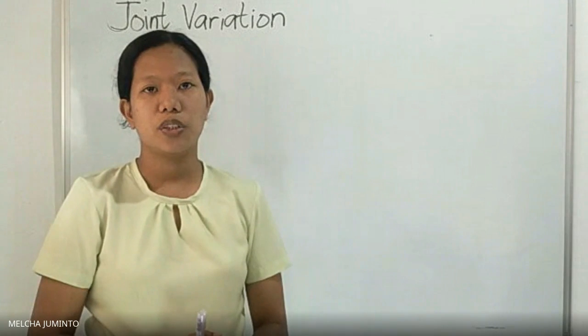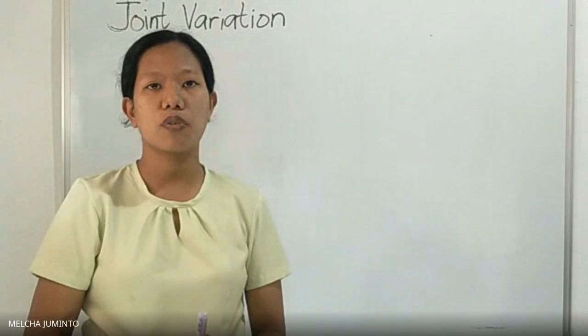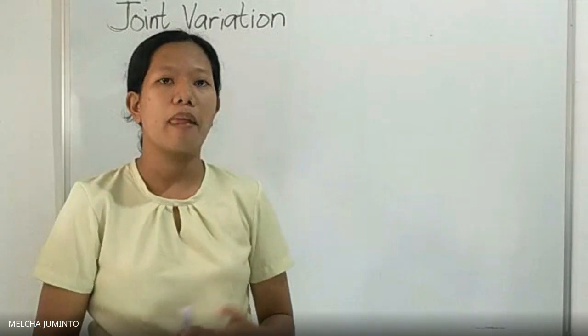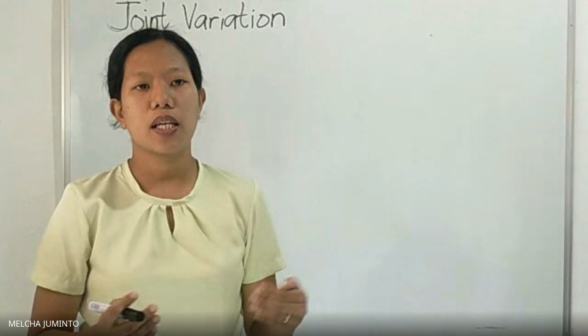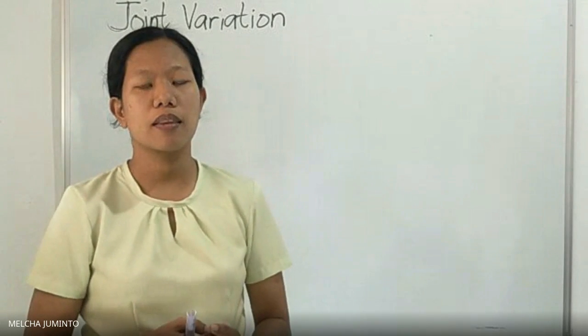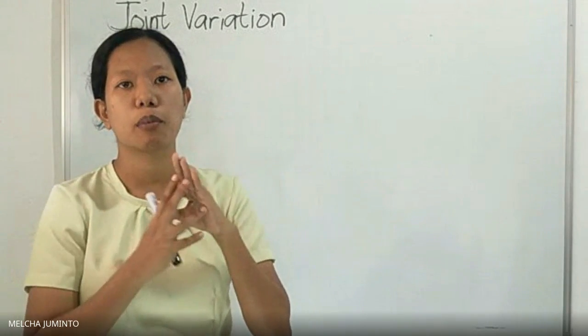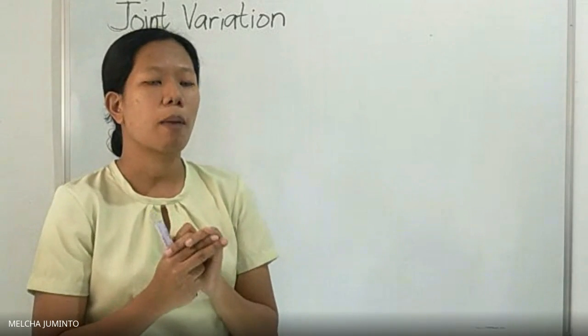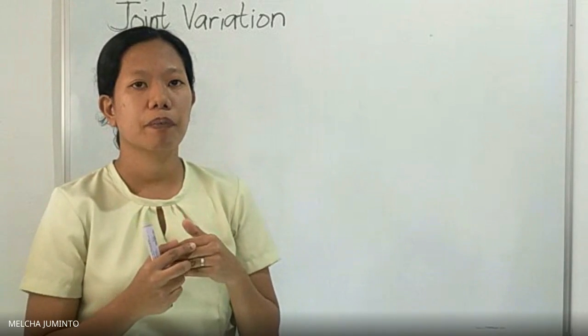Okay, so joint variation first. We will start with joint variation. Now, when we say joint variation, it is actually a direct variation. The only difference is that there are three involved variables. For example, we have x, y, z.